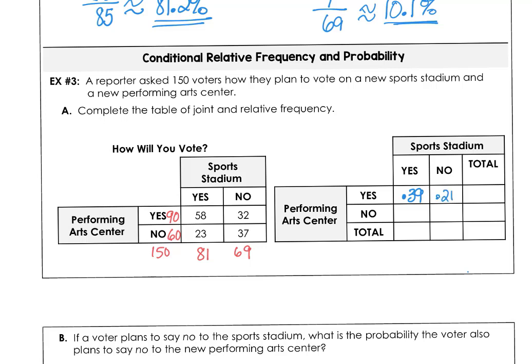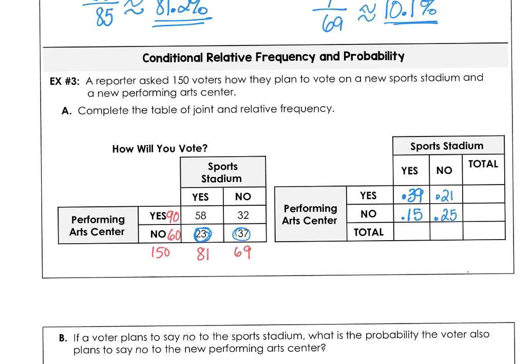Then looking at Performing Arts Center, no votes, that's going to be 23 out of 150 for 15%. And look at Performing Arts Center and Sports Stadium, no, that's going to be 37 people out of 150, so 25%.